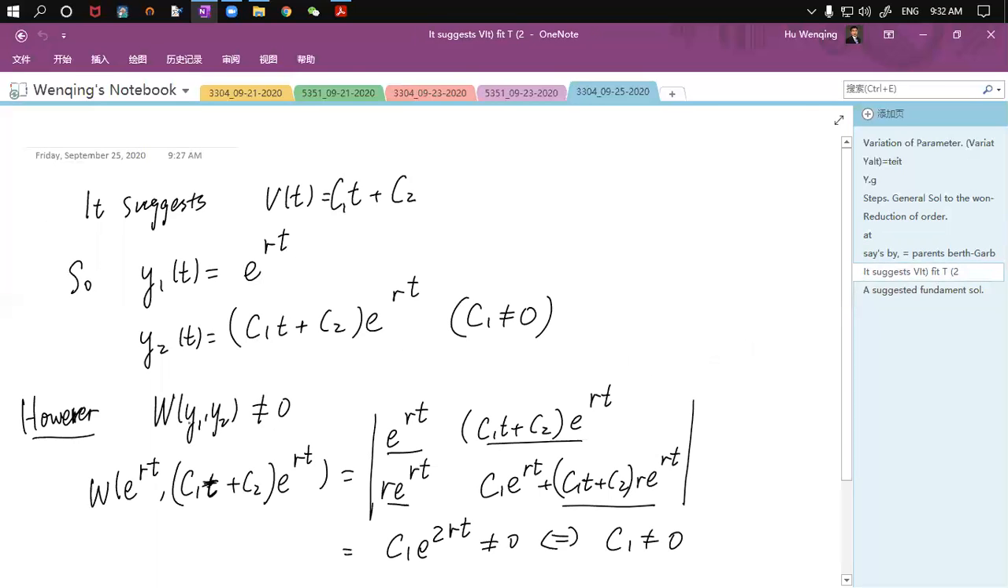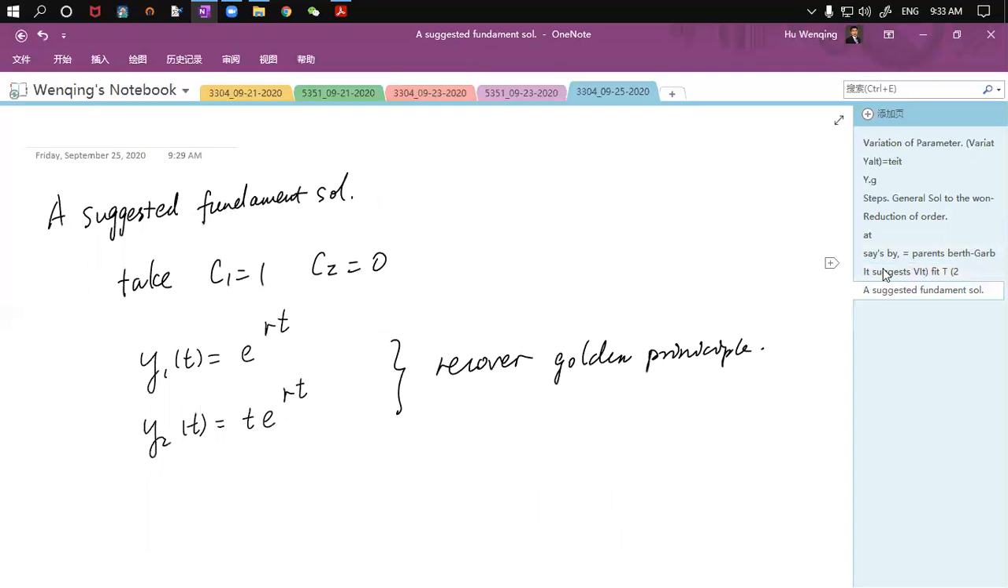But just to make sure, the Wronski has to be non-zero. Otherwise, you're going to run into a problem. Because you want to find two independent solutions, they have to be a set of fundamental solutions. So you cannot set the Wronski to be 0. The Wronski has to be non-zero. That will ensure you can find appropriate C1, C2, usually 0s and 1s, like what I have here. And that's going to recover a set of fundamental solutions. As long as you have the fundamental solutions, the golden principle is recovered. Is that good, family? Okay.